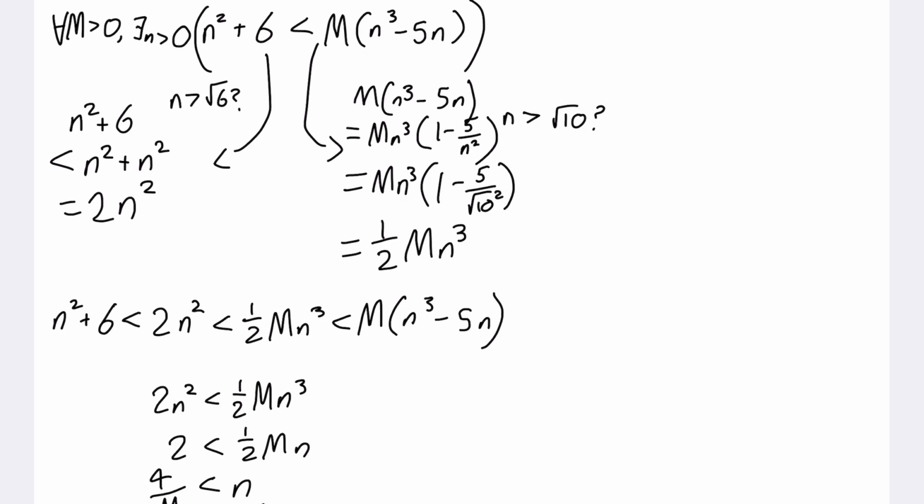So this sort of completes our exploration of n. We have that n needs to be greater than root 6, n needs to be greater than root 10, and n needs to be greater than 4 over m. Since 4 over m isn't a constant, we need to use the max function to make sure that we choose a value that's greater than all of these. But for root 10 and root 6, I know that root 10 is greater. So I'm just going to do that.